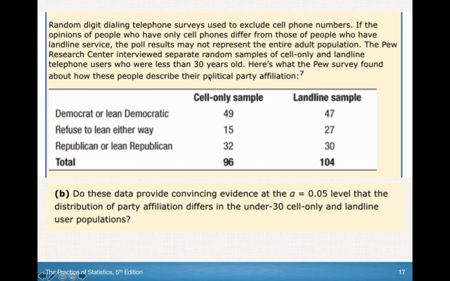Because it took separate random samples, that means I have two random samples, and therefore I'm going to have two populations. So if I have multiple populations, I'm going to end up doing probably a chi-square test for homogeneity. And here I have multiple populations, and then my one variable is their political party affiliation. So again, multiple populations, cell phone and landline, and one variable, their political party affiliation. And therefore, I know I'm going to ultimately do a chi-squared test for homogeneity.